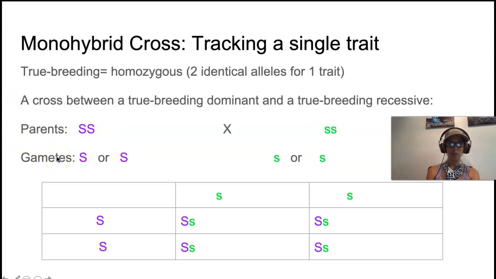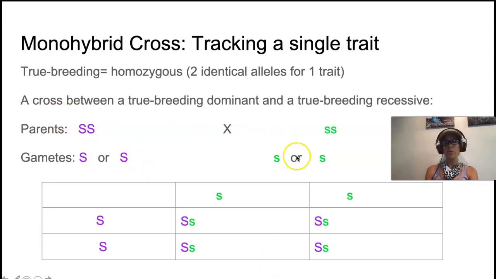The gametes that could be made, there's only one allele present. They could be a big S or that big S. This one can create a cell with a little s or another cell with a little s. Now we know that meiosis would undergo two rounds of divisions and there'd actually be four cells, but they're all going to be genetically identical, so we don't have to go through all four. And then in a monohybrid cross, this grid that is set up is called a Punnett square because Dr. Punnett developed this mechanism for keeping track of alleles.